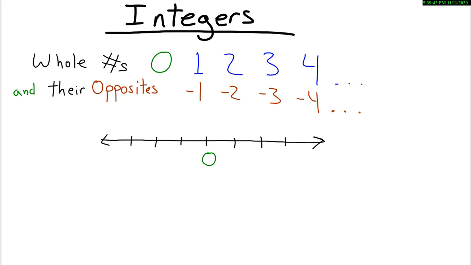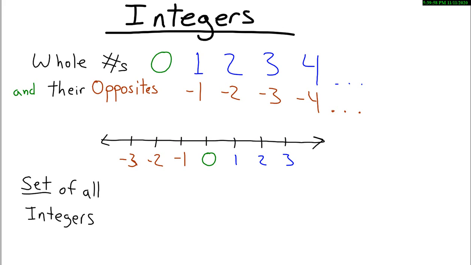I'm looking at a number line. You have 0, you have the positive numbers, you have the negative numbers. Right? And those ones that I'm pointing out right there are integers. Those are integers on the number line. And sometimes they'll use this term, set of all integers. And you'll see this in textbooks a lot of times.